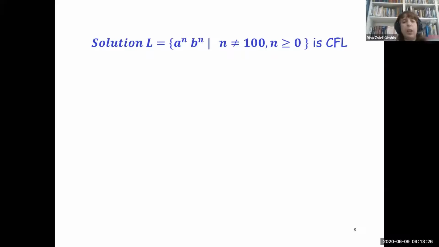So we have the language L, A in power of N, B in power of N. We know that it is a context-free language. But now we have one limitation, that N should be different from 100. And we need to show that this language is a context-free language.